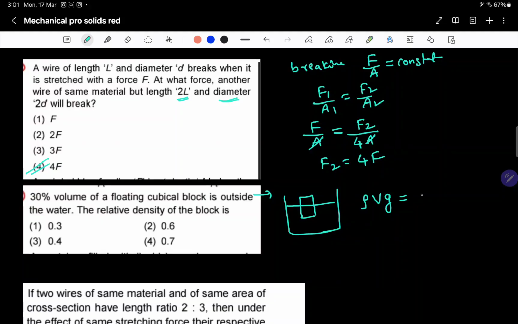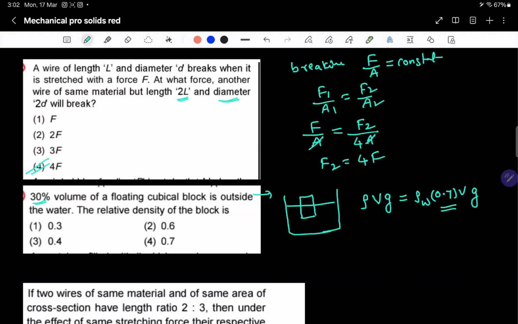This is the weight of the block immersed inside a liquid, equal to the weight of the fluid displaced. For the fluid displaced, the density is rho W, water here, and the volume, listen carefully, students: 30% floating means 70% sinking. So 0.7 V is the volume inside the water. This much volume only the liquid displaced. So density of water, volume 0.7 into V, into acceleration due to gravity g.